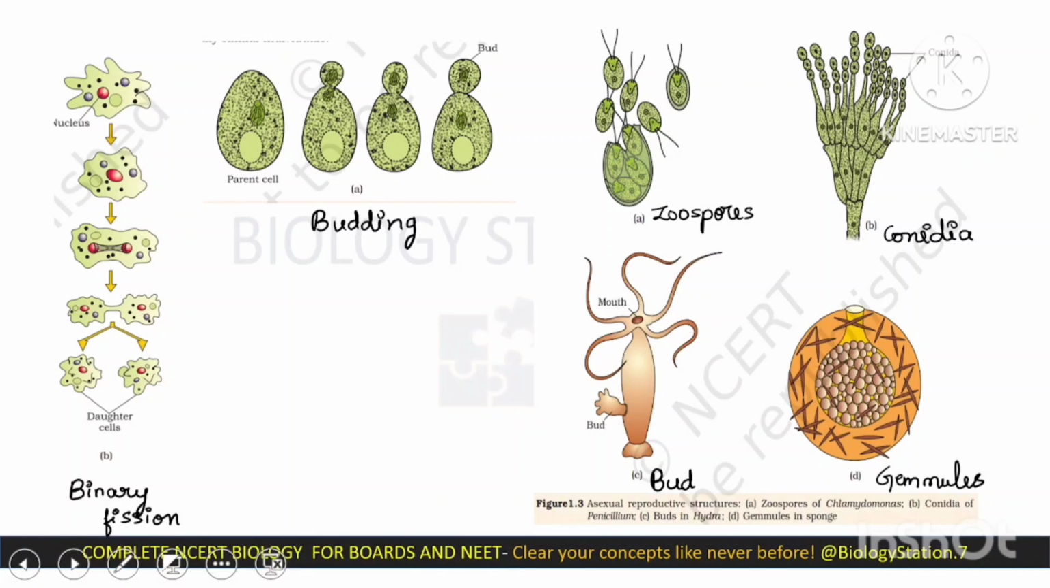You can see here amoeba dividing by binary fission. Here this is the budding, this is the zoospores of Chlamydomonas. So Chlamydomonas divides by giving rise to spores. Here this is the conidia in the penicillium fungi, and here this is budding in hydra, and here there is gemmule formation in sponges.